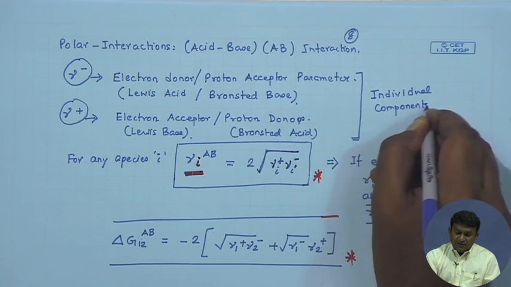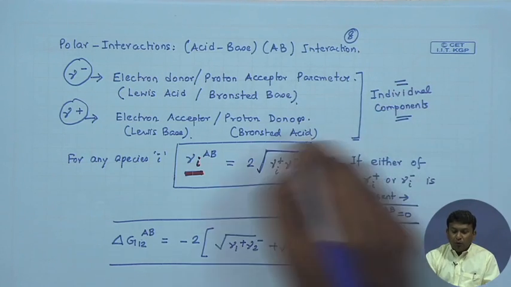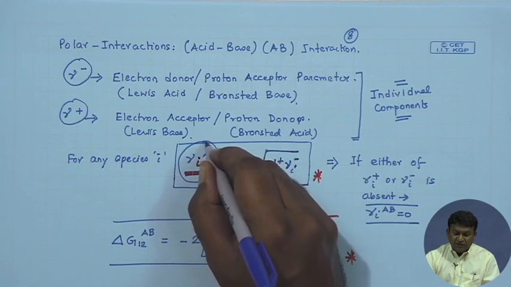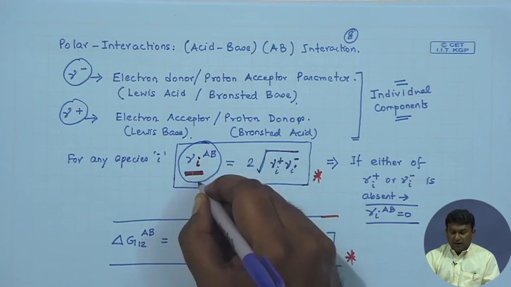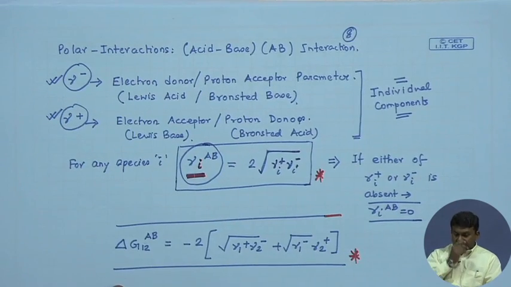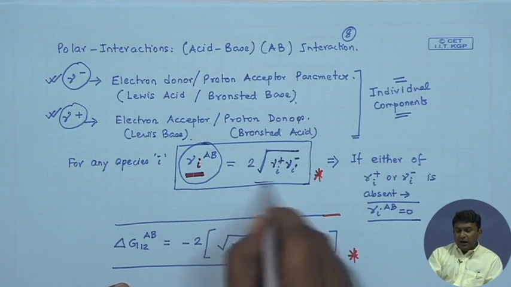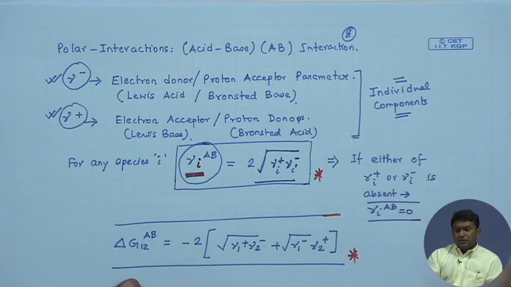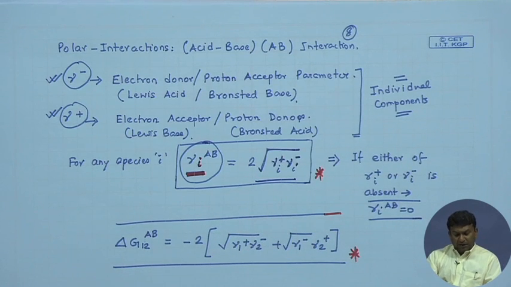Or in other words, they are the constituents of the polar component of surface tension of a material i. So, these are the individual constituents of the polar component of surface tension of a material i, and how they are related is based on some sort of a geometric mean multiplied by 2.